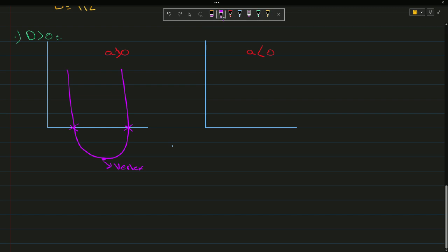What happens, sir, if the value of the discriminant is greater than 0 but the coefficient of x square is less than 0? Then what happens is we get the opposite graph. We get a sad face graph.